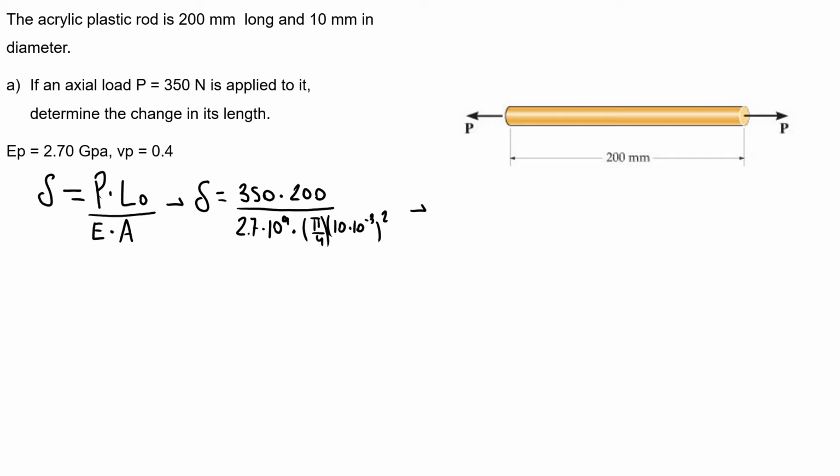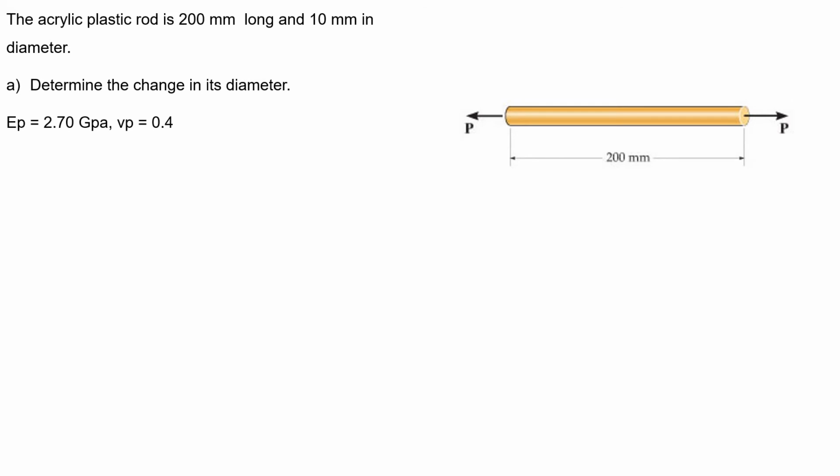So we have the change of our length AB equals 0.330 millimeters. So this is the change in our length. Now letter B, determine the change in its diameter. So the first step to find the change in diameter, we have to find the strain, the axial strain.